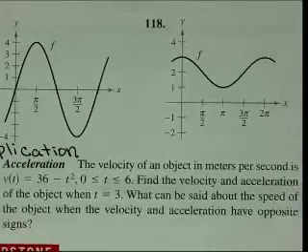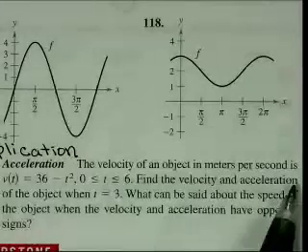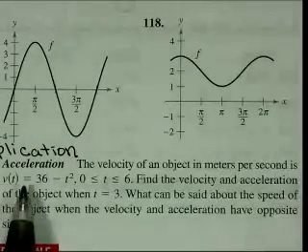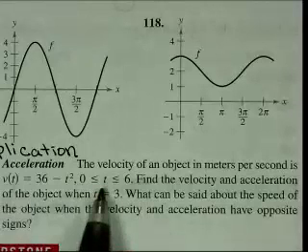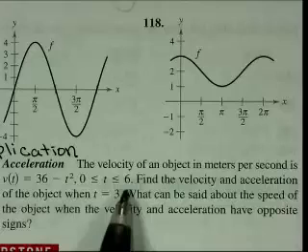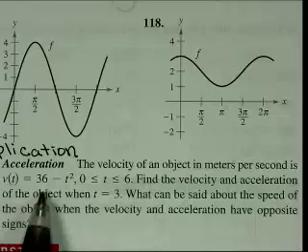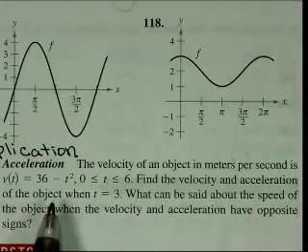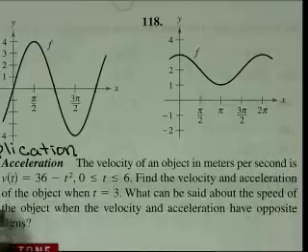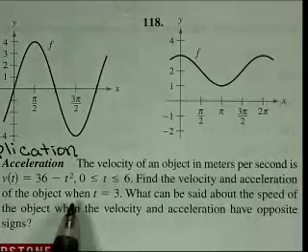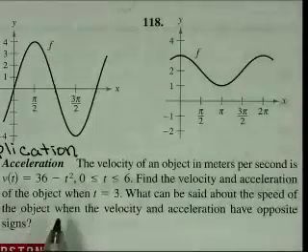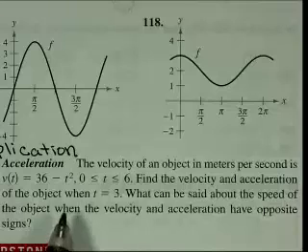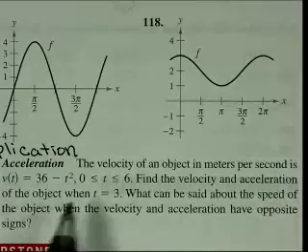The velocity of an object in meters per second is v of t equals 36 minus t squared for values of t between 0 seconds and 6 seconds. So I'm not given the position function here. I'm given the velocity function. Just something to look forward to in chapter 5 when we learn to anti-differentiate, when we learn to go backwards. You give me the velocity function, I will anti-differentiate to find the position function. But we're not there yet. Find the velocity and the acceleration of the object when t equals 3.